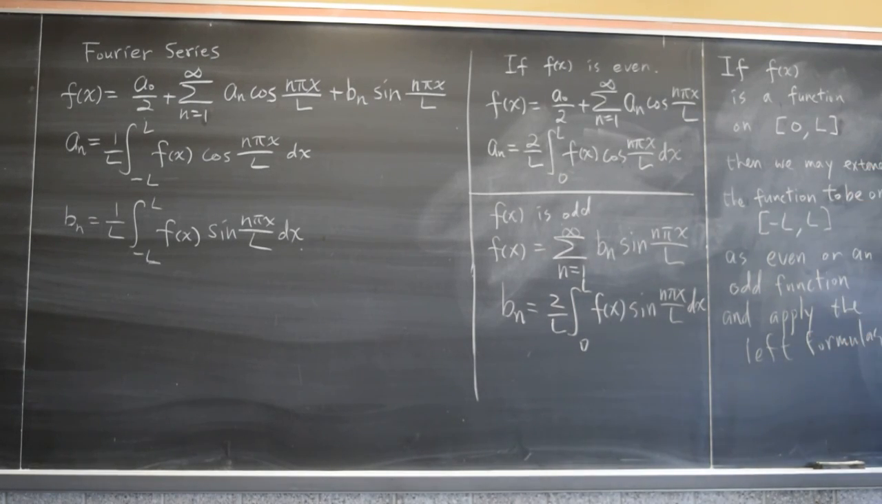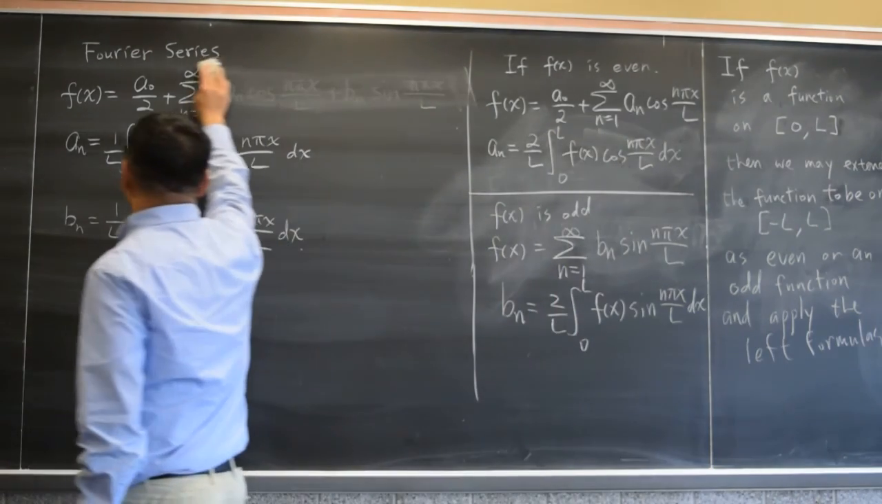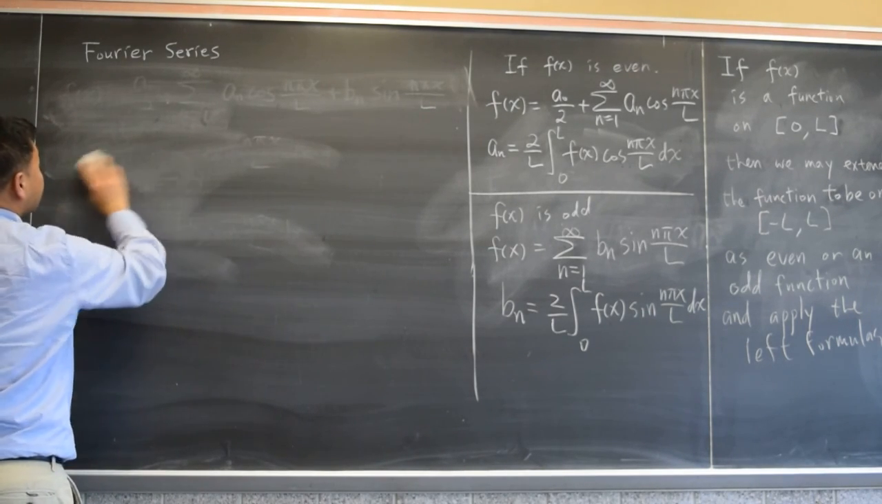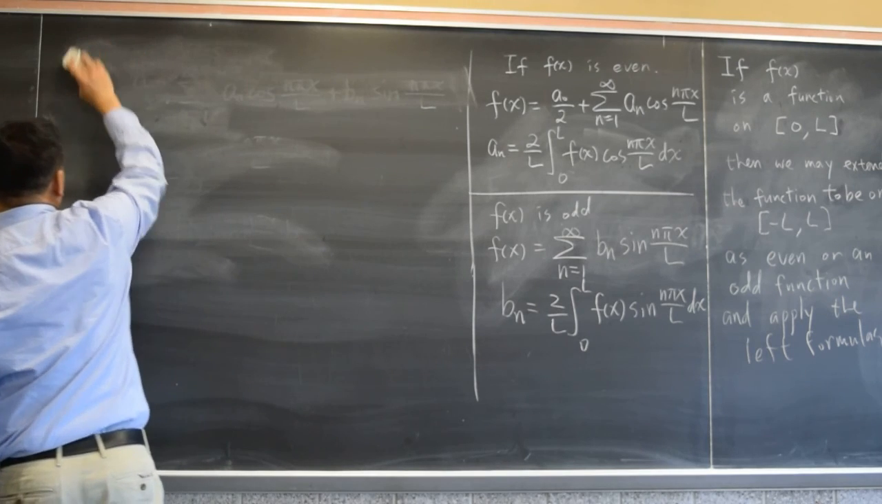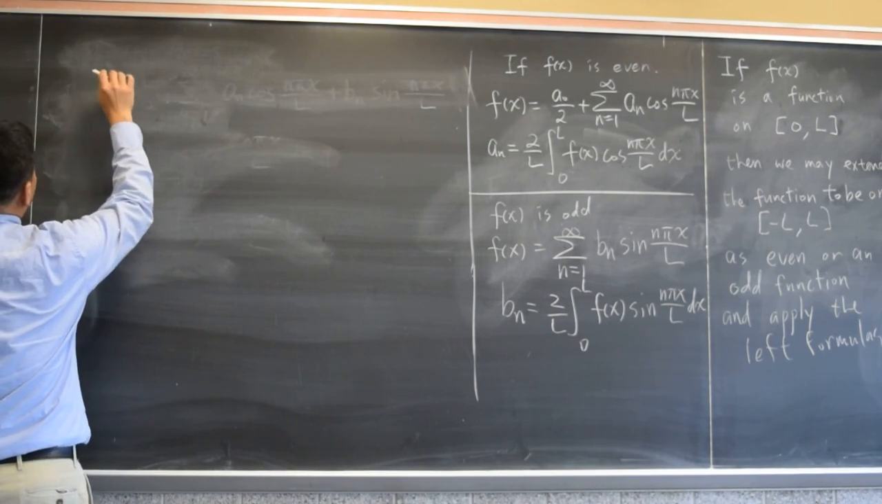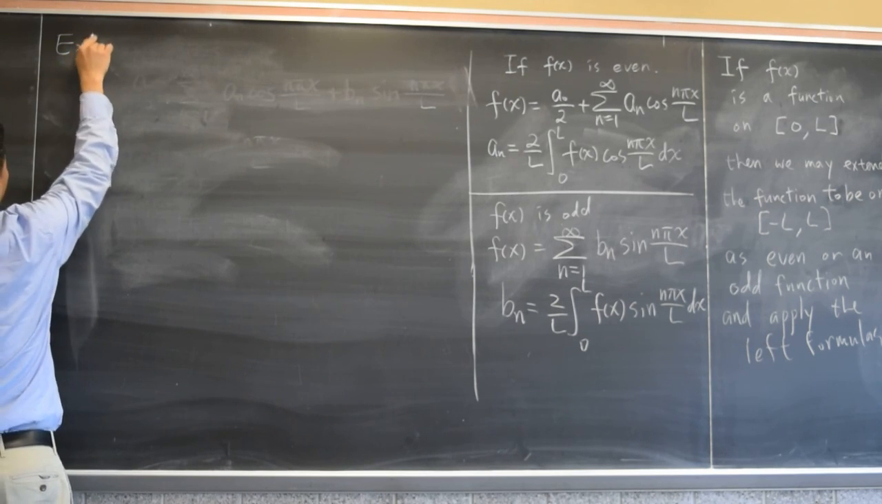Okay, you can use these, and those are called Fourier sine series and Fourier cosine series. So without further ado, let me show you an example. So here, example 1.